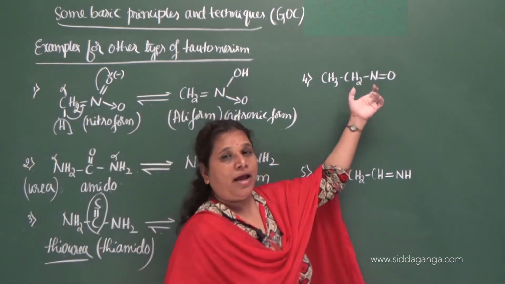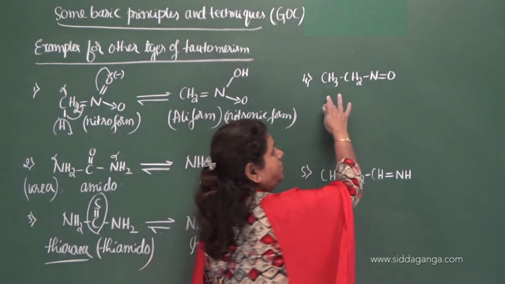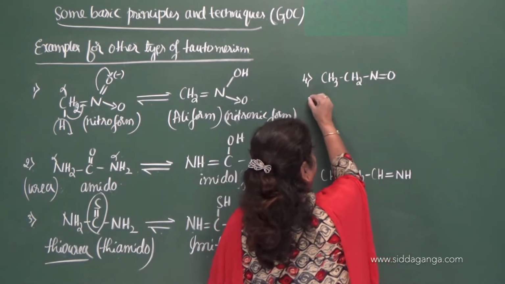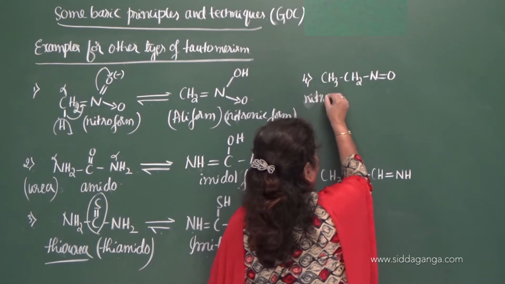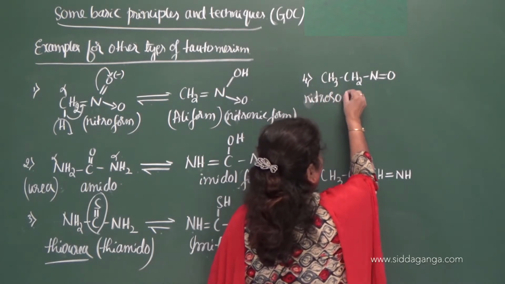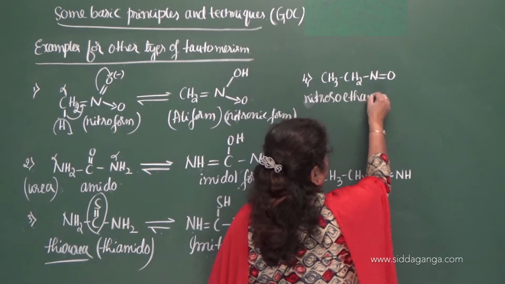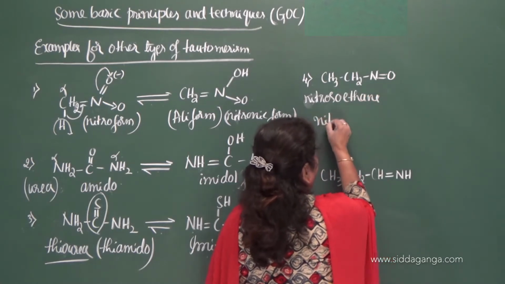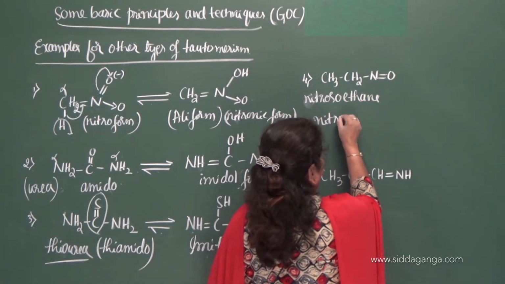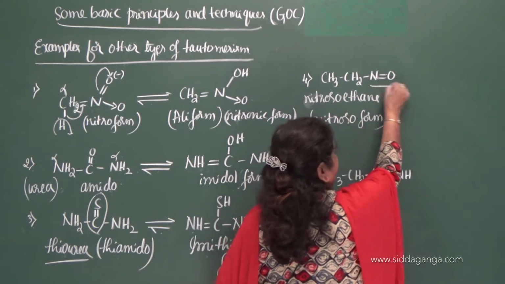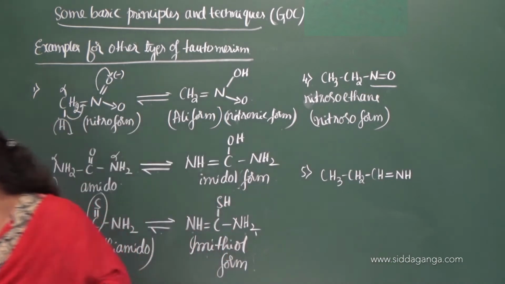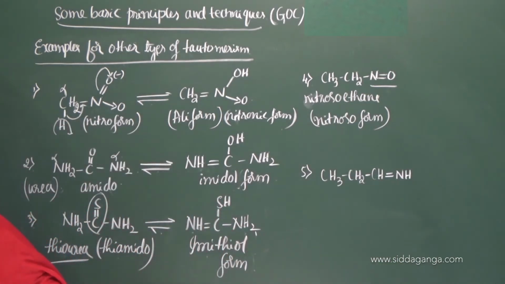Not only here, we can also observe this isomerism in the nitroso group also. So this is a nitroso group, that is nitrosoethane, and this is nitrosoform. This functional group is called the nitroso functional group. Therefore it is called nitrosoform.